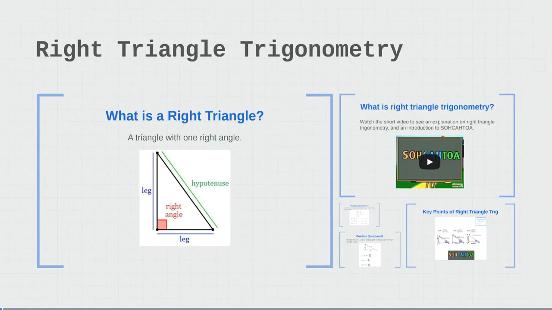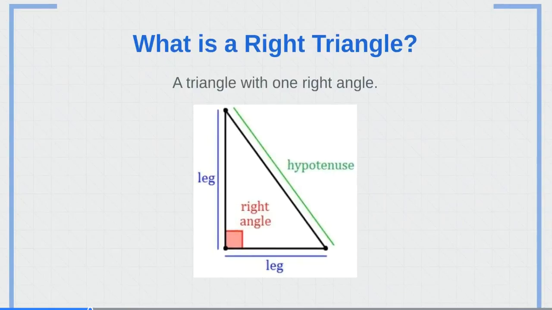Everyone, and welcome to today's lesson on right triangle trigonometry. Before we can begin discussing trigonometry, we need to know what a right triangle is. A right triangle is just a triangle that has one right angle.